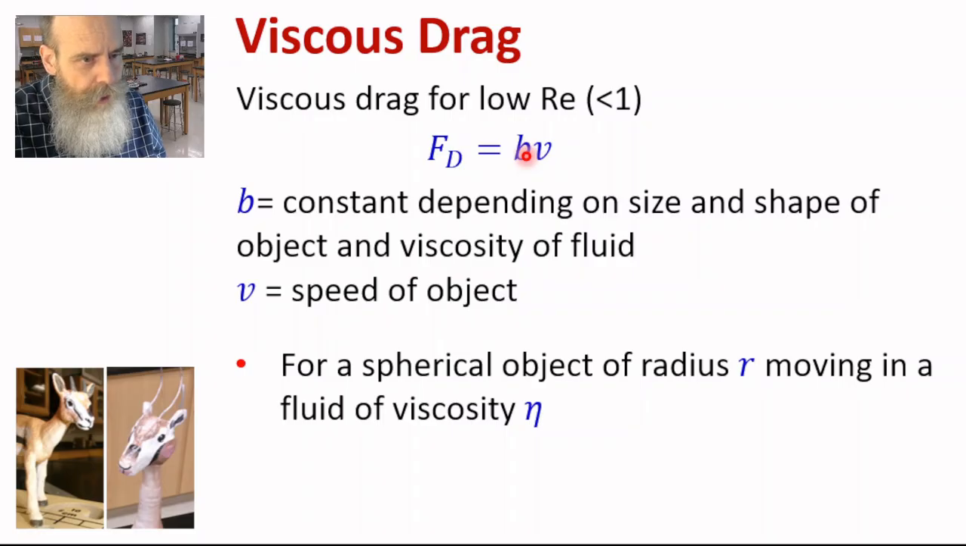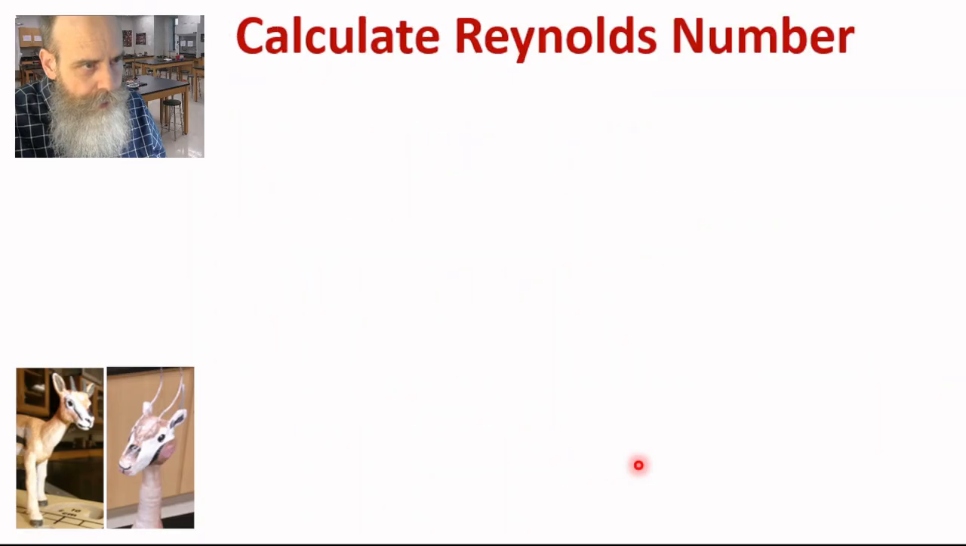For a spherical object of radius r moving in a fluid of viscosity eta, we can write the drag force like this. 6 pi eta rV, where r is the radius of the object.